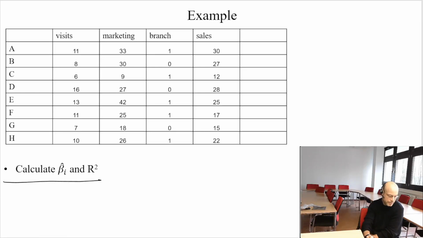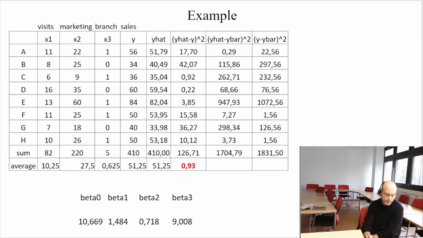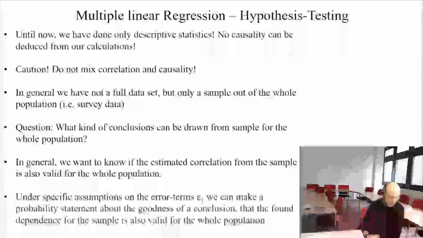And if you do this, then we obtain these numbers here, that we have a beta 0 of 10, a beta 1 of 1.48, a beta 2 of 0.7, and a beta 3 of roughly 9. And the coefficient of determination will be then 0.93.